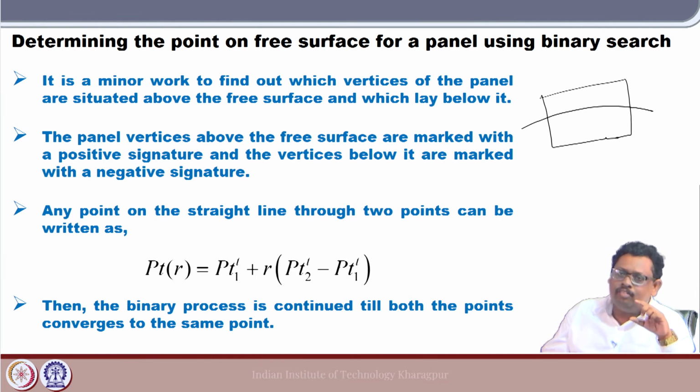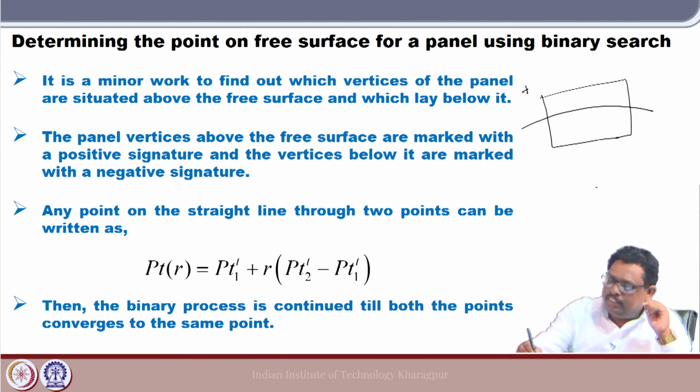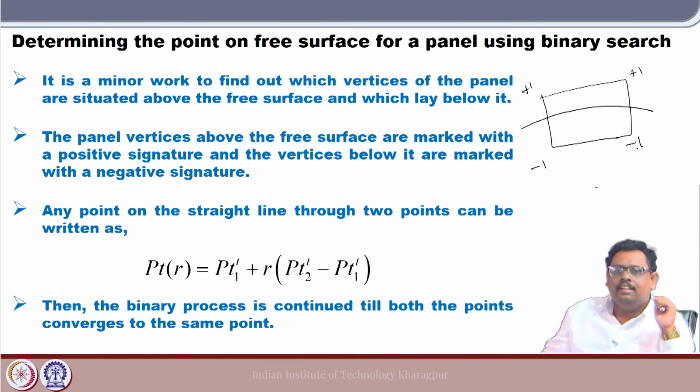We are interested if the positive signature count, for a quadrilateral panel, is 2 or 3 or 1. If it is 1, it means that 1 point is above free surface and the remaining are below. You get 2 means 2 points above free surface. In this case, you can have 2 plus 1 and 2 minus 1. Right. So, the next one is very easy.